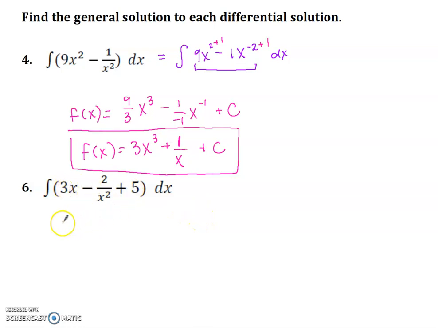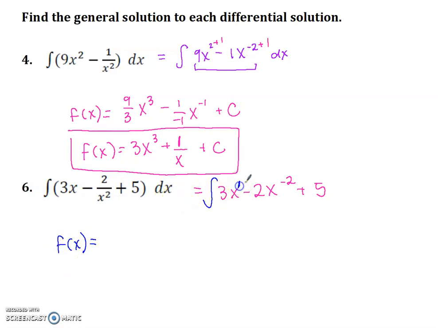Now for number 6, again, there's a fraction with an x on the bottom. So we have to rewrite this. So I'm going to move the x up and make it x to the negative 2 plus 5. Then we're ready to integrate it. So my regular equation is going to be f of x equals, and you could put y equals if you would rather put y equals.